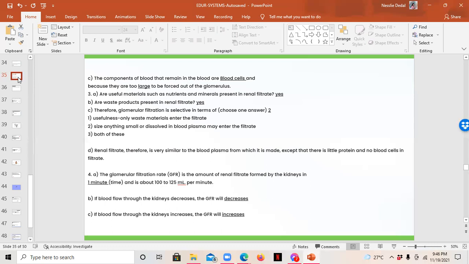Number 4, A. The glomerular filtration rate, or GFR, is the amount of renal filtrate formed by the kidneys in 1 minute, and is about 100 to 125 ml per minute. B. If blood flow through the kidneys decreases, the GFR will, our answer is, decrease. Letter C. If blood flow through the kidneys increases, the GFR, or glomerular filtration rate, will increase.